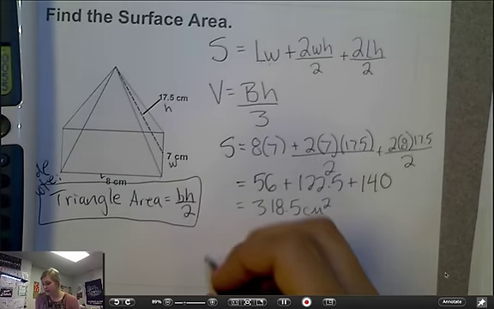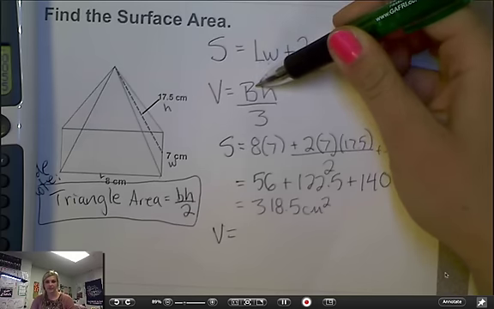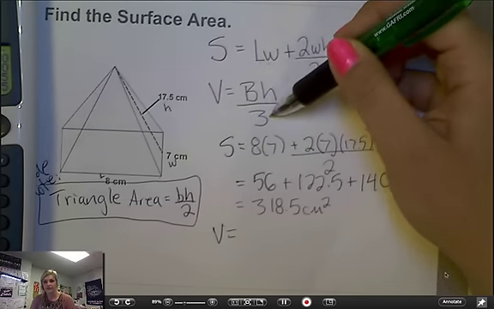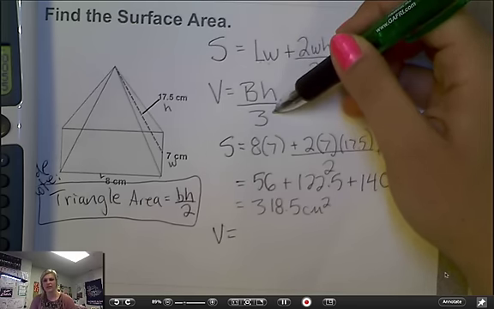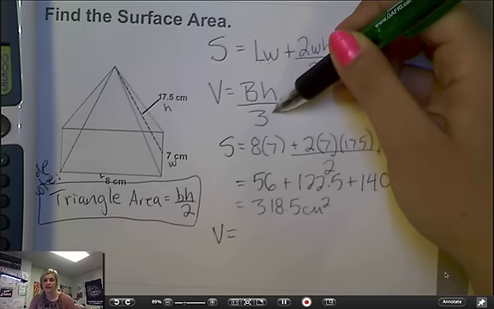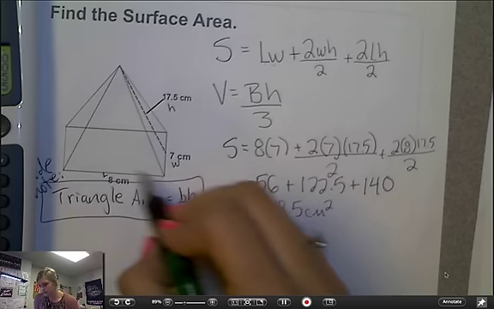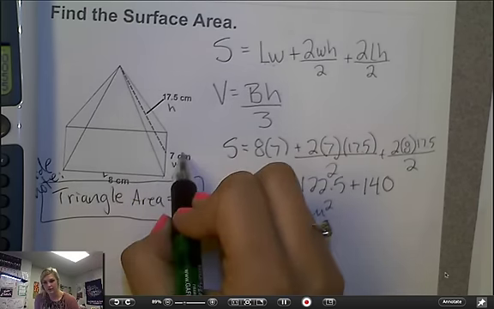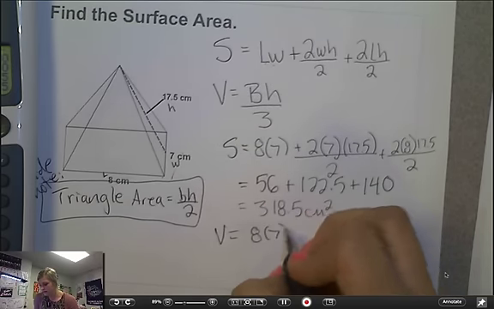Now the volume is actually easier. Remember again, this big B stands for base area, and this H stands for height, and then we're going to divide it by 3. So this is very similar to the rectangular prism, but we divide it by 3, kind of like we did in the cone with the cylinder. So the area of the base is a rectangle. We know how to find the area of a rectangle. We just multiply the length times the width. So 8 times 7 is going to give us the area of the base.